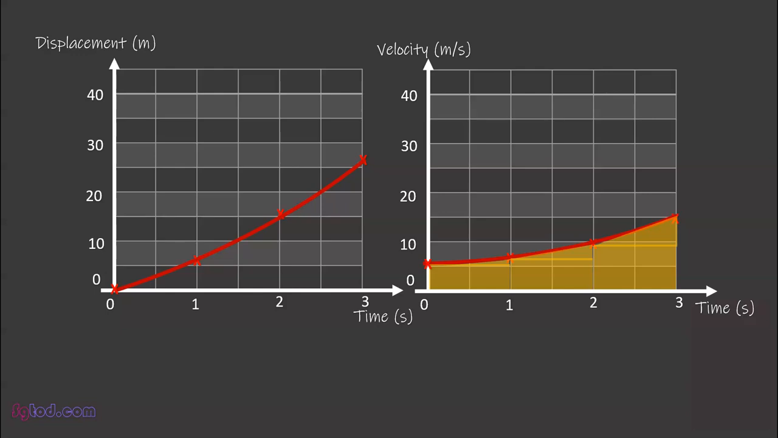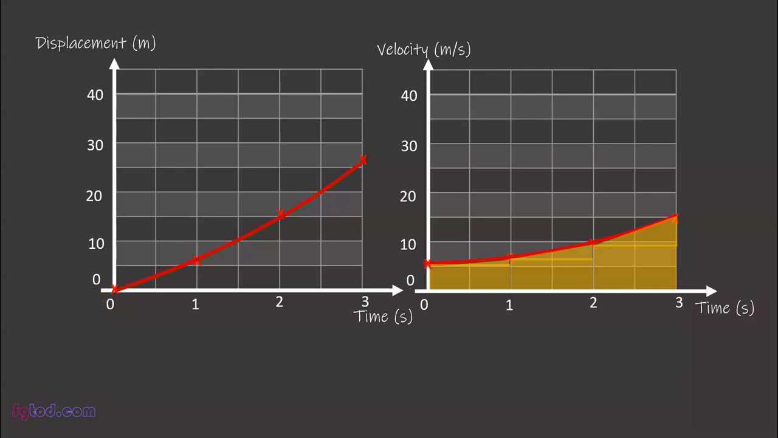Take note that this car did not start from rest, so the velocity at time t equals 0 is 5 meters per second. The velocity time graph therefore does not originate from 0, but its displacement at time t equals 0 is still 0, so the displacement time graph starts from 0.